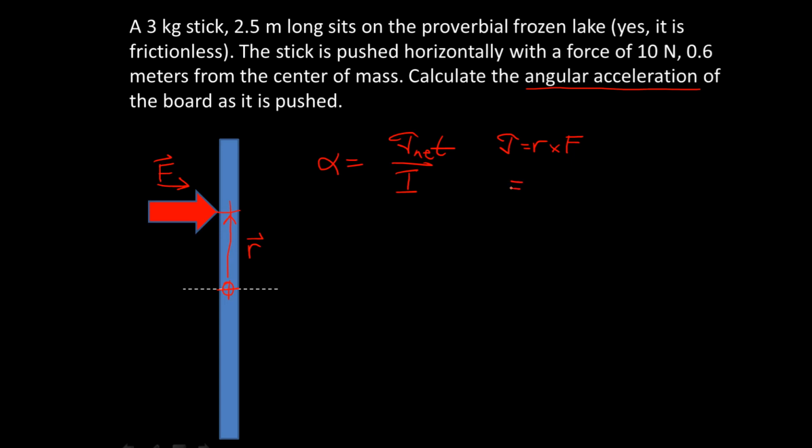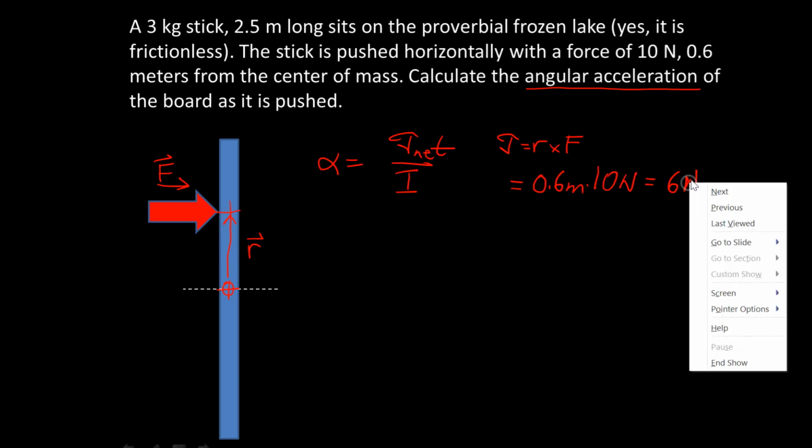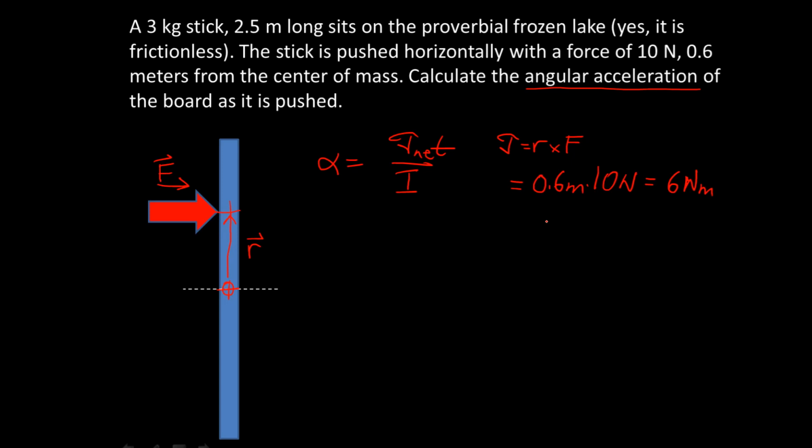Our radius from the center, 0.6 meters. Our force, 10 newtons. Go ahead and multiply those. I get 6 Newton meters. Remember, don't call it a joule. How about I? We're rotating about the center of this, so we can use our standard formula, 1/12 m L squared. Let's go put some values in there.